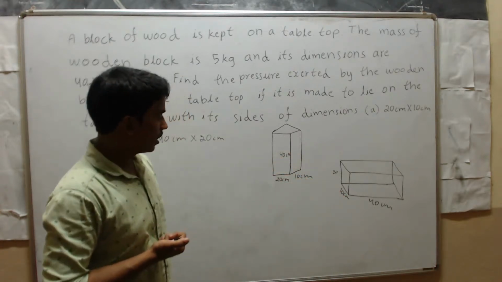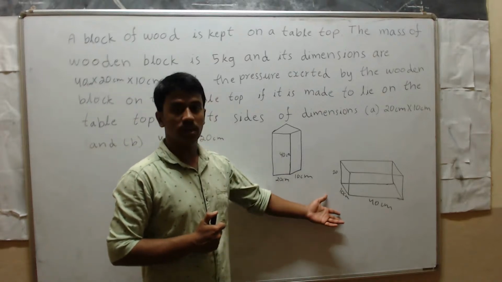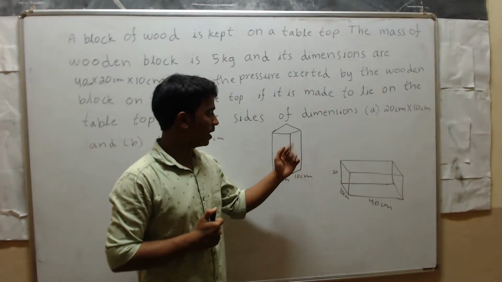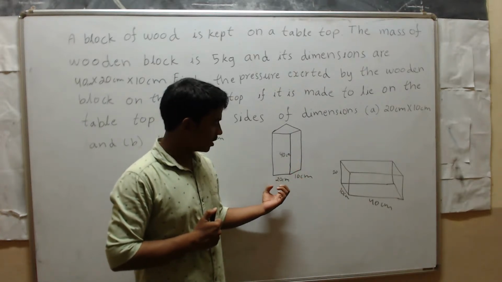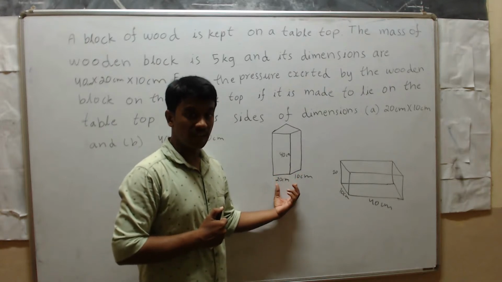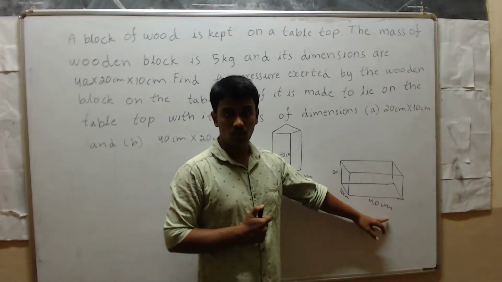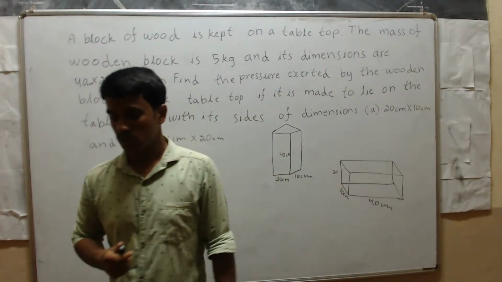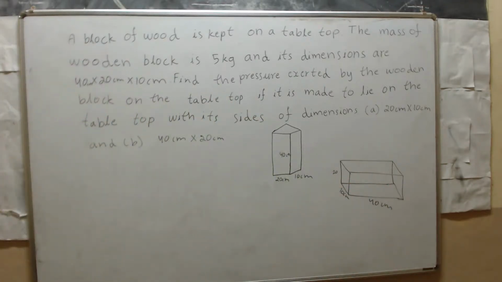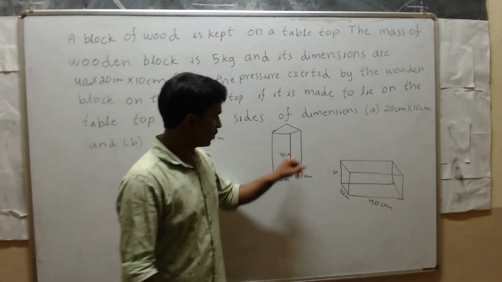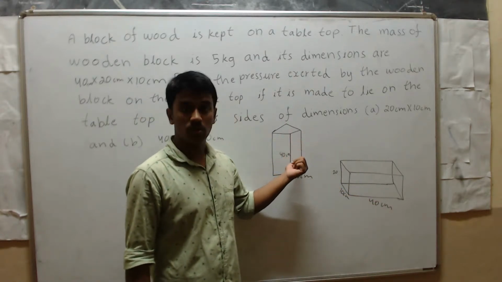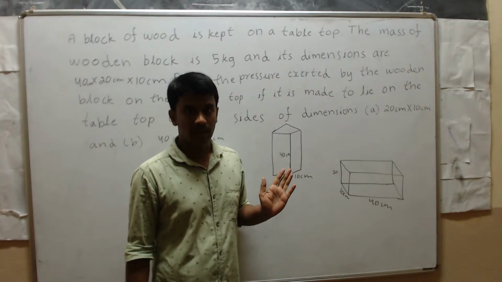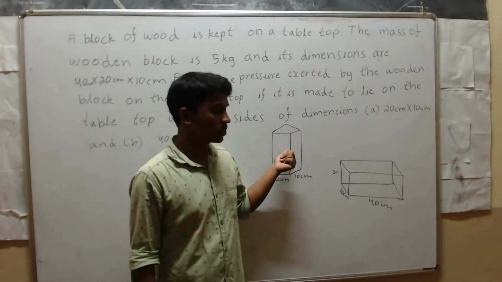Now our work is to calculate in which position the pressure from the box on the table is more. Just observe here. Here it covers less area, correct, but here it covers more area. So we should show that mathematically. First case. If you keep like this or like this, the force from this box on the table is the same. Clear?